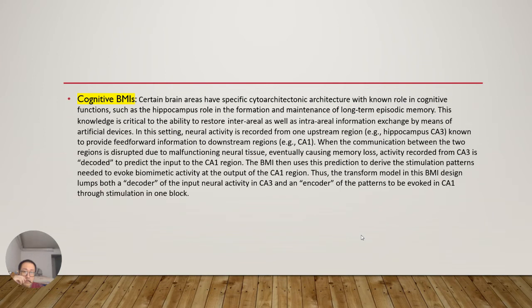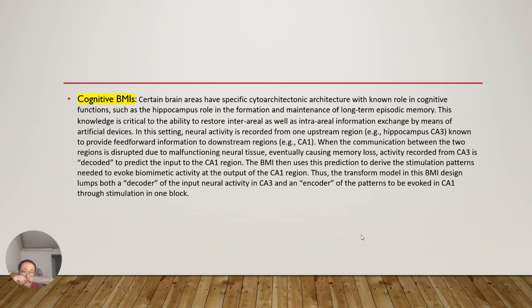as the hippocampus' role in the formation and maintenance of long-term episodic memory. This knowledge is critical to the ability to restore inter-areal as well as intra-areal information exchange by means of artificial devices. In this setting, neural activity is recorded from one upstream region, for example, hippocampus CA3, known to provide feed-forward information to downstream regions such as CA1.